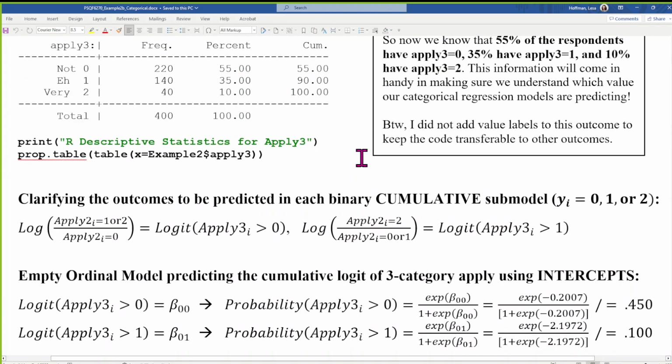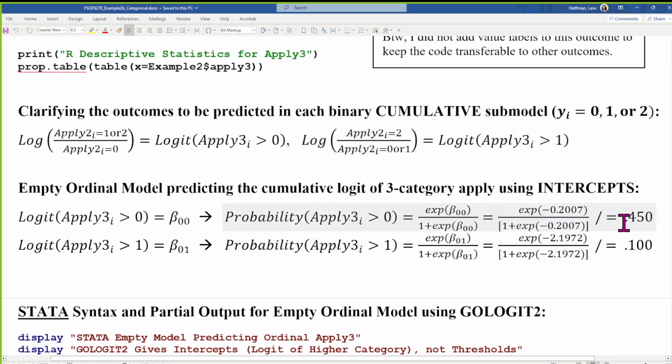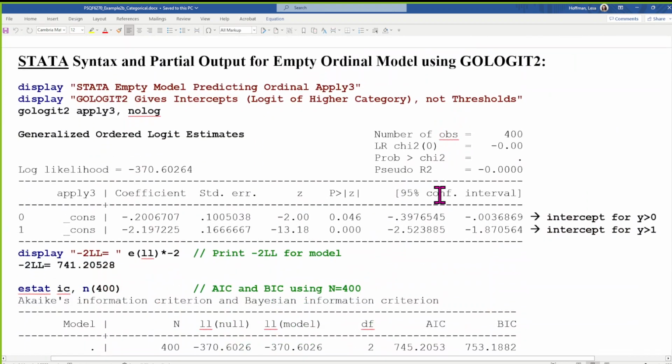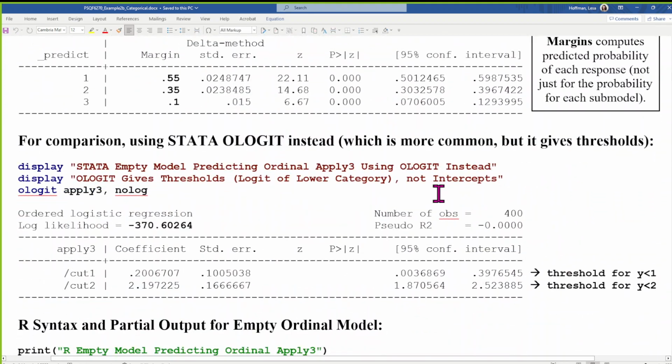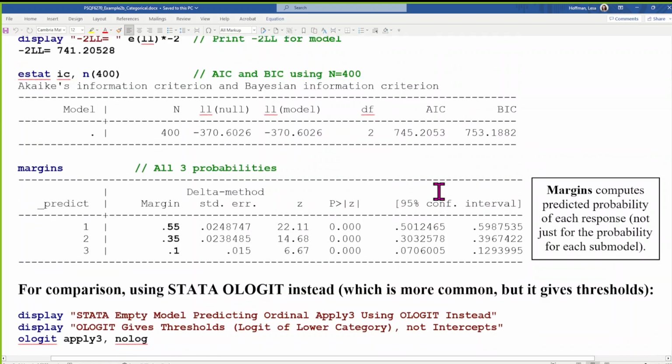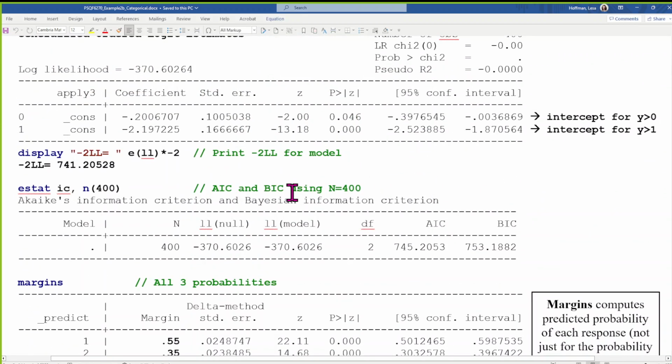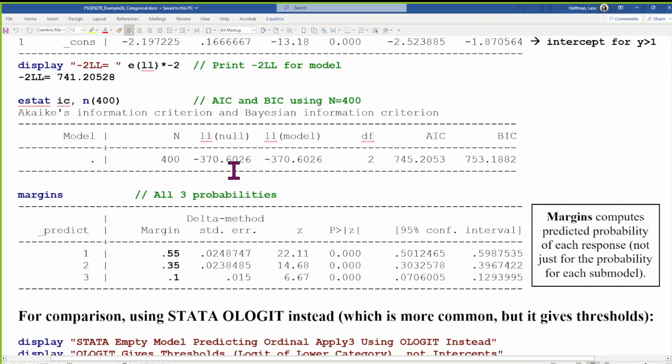Otherwise, what we would have to do to figure out that the middle category is a probability of 0.35 is to say, well, the probability of 1 or 2 is 0.45. And if the probability of a 2 is 0.1, then the probability of a 1 must be the difference, which is 0.35. That's what it's doing for you. Okay. With me so far?